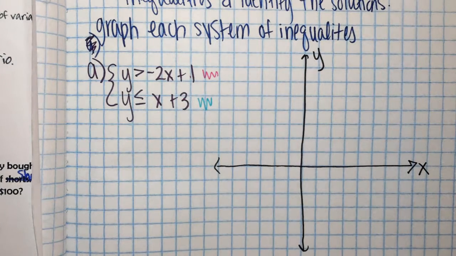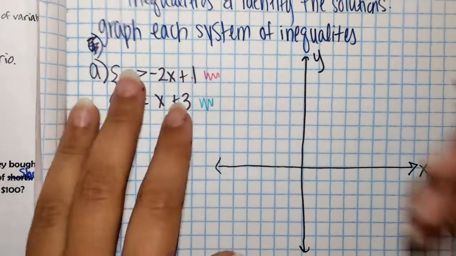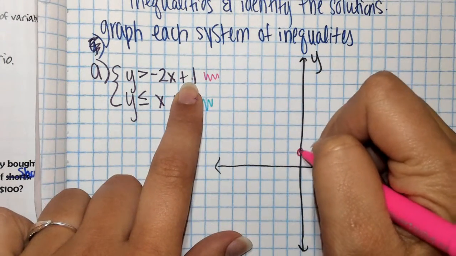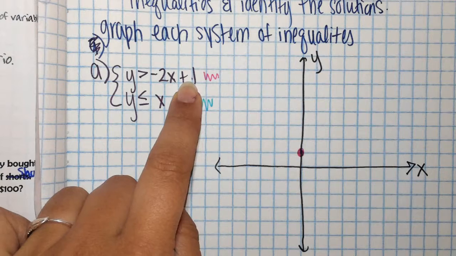How are we going to graph that? What are we going to do first? Go up one and put a dot. We're graphing this one first.